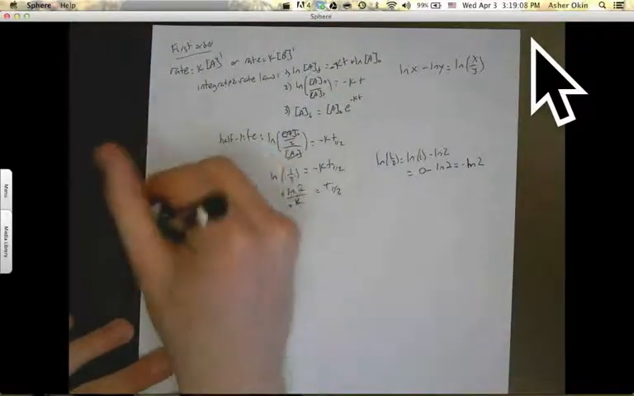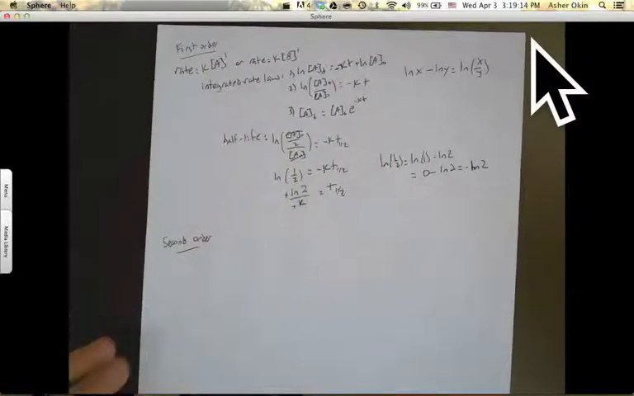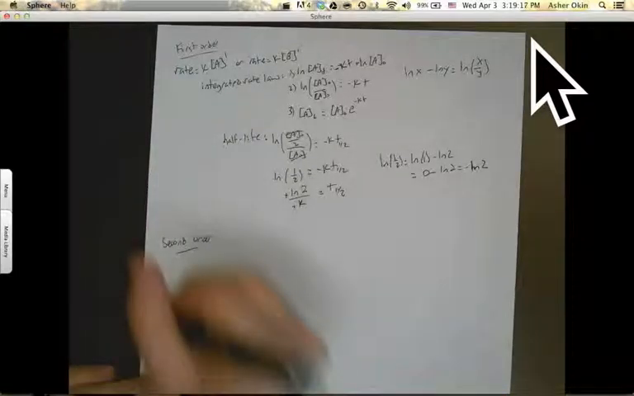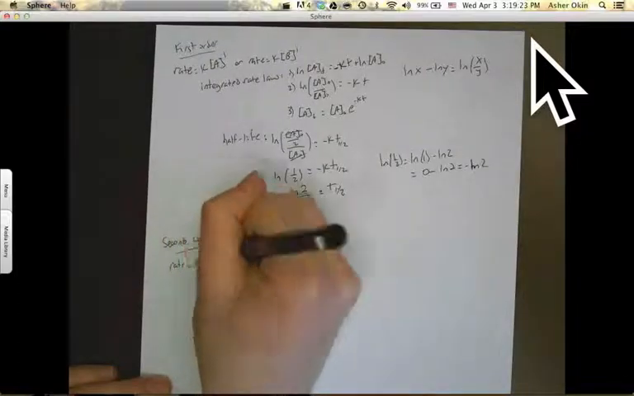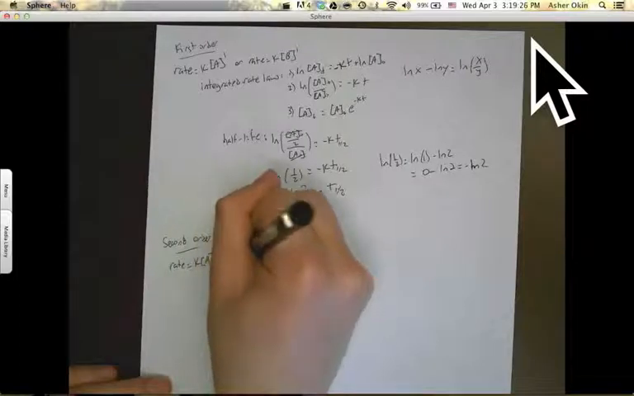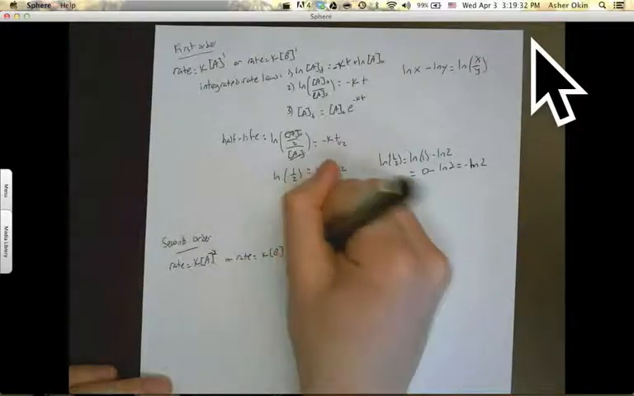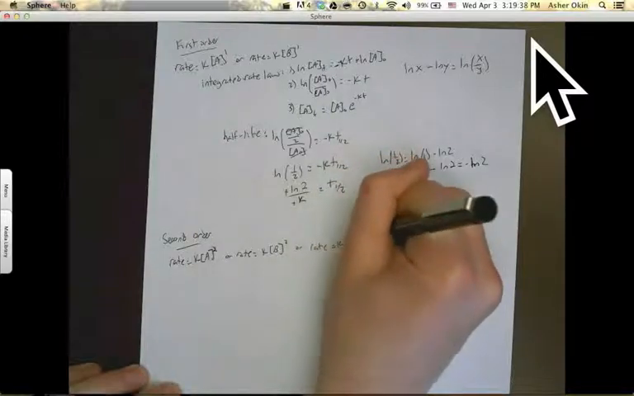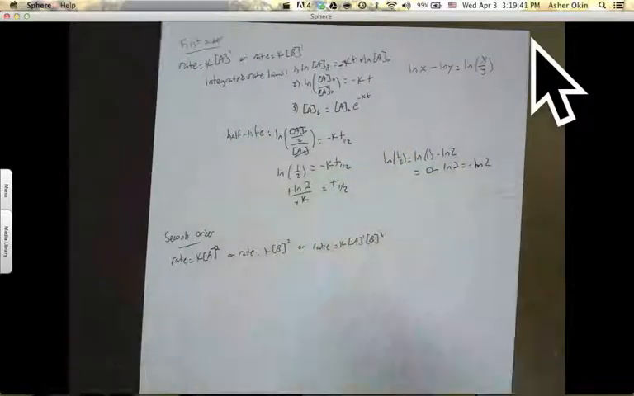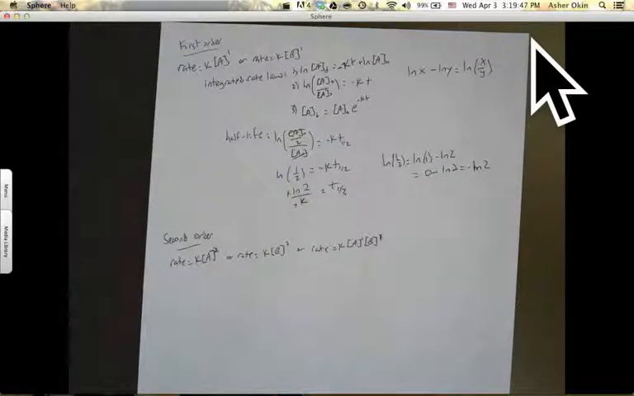And then finally moving on to second order equations. There are three different ways you can write the rate. The rate is either going to be k times A to the second, or rate equals k times B to the second, depending on your reactants, or your rate can equal k times A to the first times B to the first, because our total order we want to be second, so it's any of those two numbers, m plus n, that have to equal 2.